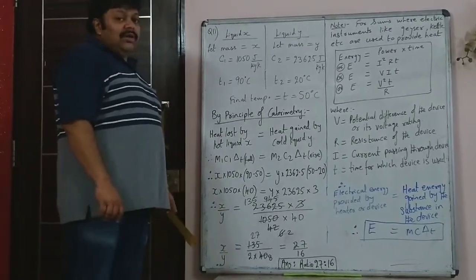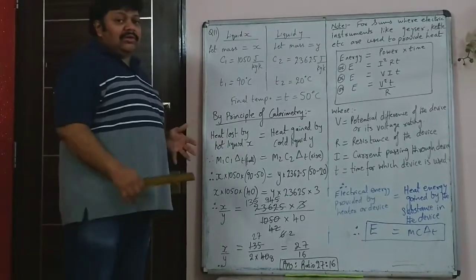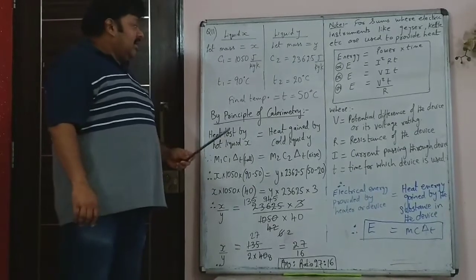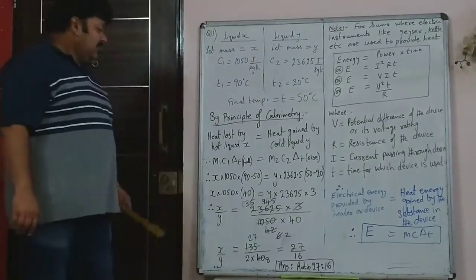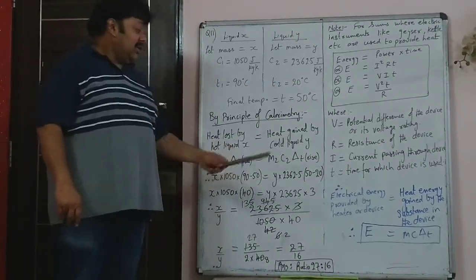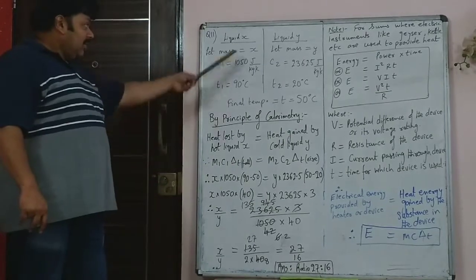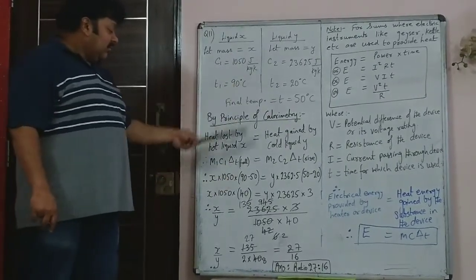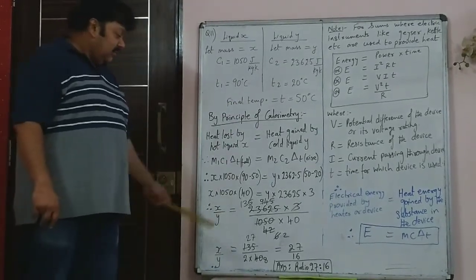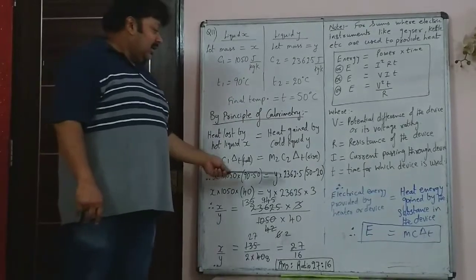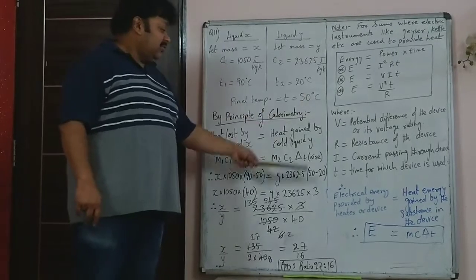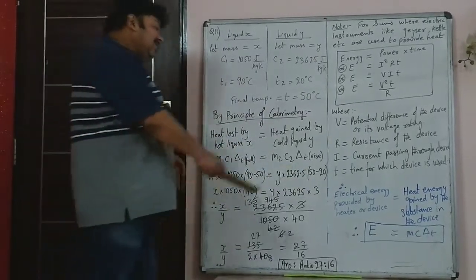Now by the principle of calorimetry, the same principle is used in all these sums where two liquids or two substances are mixed together. So heat lost by liquid X is heat gained by liquid Y. So M1 C1 delta theta fall in temperature is M2 C2 delta theta rise in temperature. M1 is X, C1 is 1050, and fall in temperature is 90 minus 50, which is 40. And M2 is Y, C2 is 2362.5, and rise in temperature is 50 minus 20, which is 30.